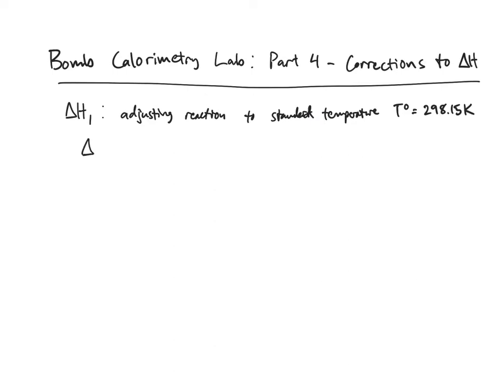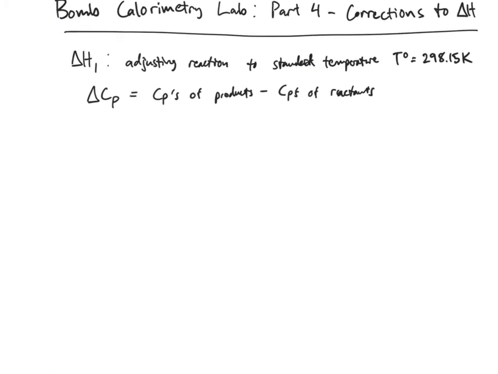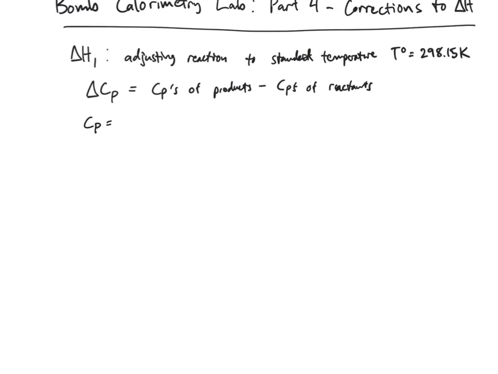Okay, so the first step to finding this correction is we're going to need to find delta Cp, which is equal to the Cp's of the products minus the Cp's of reactants. I'm going to list each of those, and it's worth remembering that Cp is equal to the number of moles of the substance times Cpm. Hopefully you remember that.